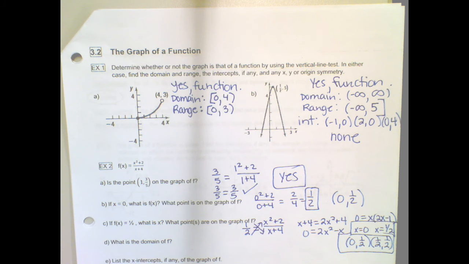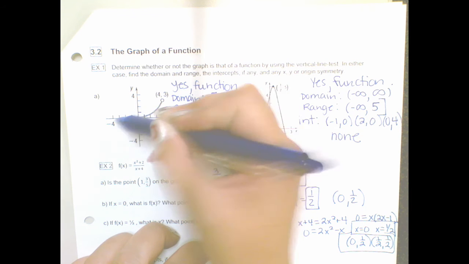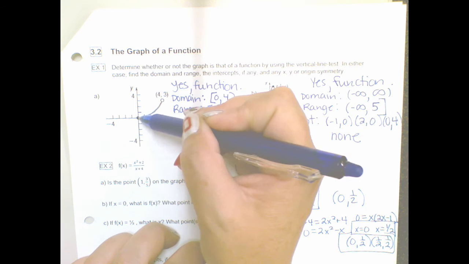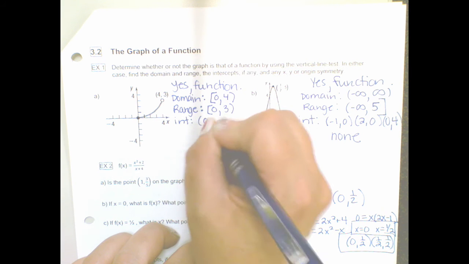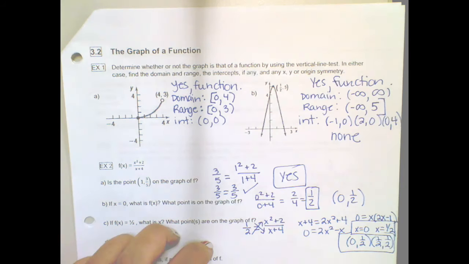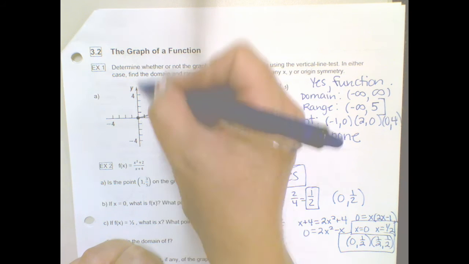When I look at this for intercepts, x-axis, it touches right there at that filled in point. So the origin, 0, 0, is both simultaneously an x and a y-intercept. And I don't have any others. It doesn't cross the x-axis any other times, nor the y-axis.